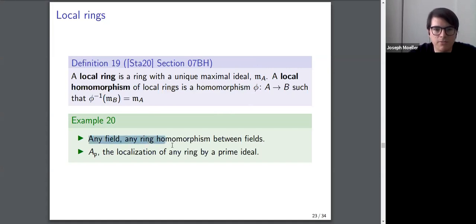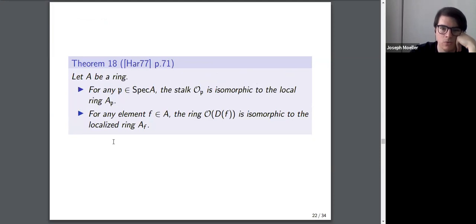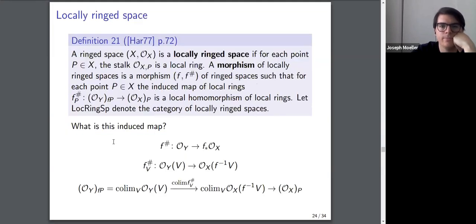So here's some examples. If you have a field, that's always local, and all ring homomorphisms between fields are local homomorphisms. And if you have a localization of some ring at a prime ideal, that's always local. So the theorem before that I was saying is saying that the stalks are always local rings, and that the image of the opens under these things are always localizations, but not at prime ideals, I guess. And so we have an example of a ring space. This Spec of a ring is always a ring space where the stalks are always local rings.